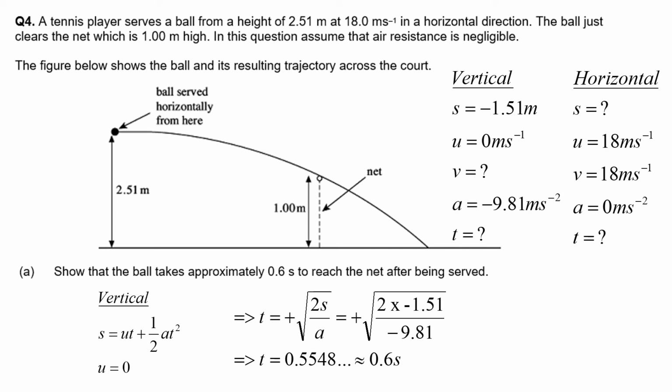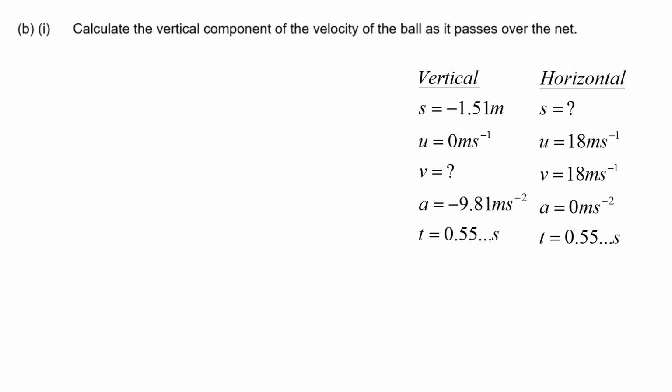And it is important you show your unrounded answer first to show you've done the calculation correctly before you round it off to the final answer. So that's the time. Next, we want the vertical component, the velocity, as it passes over the net. So we now know what the time is. So you can see I've added that into the Suvat expressions there.